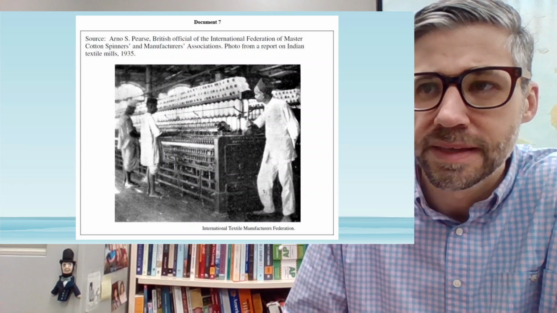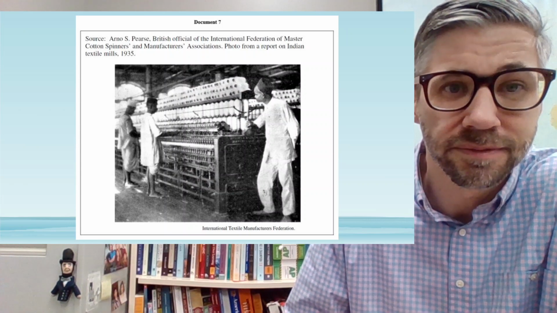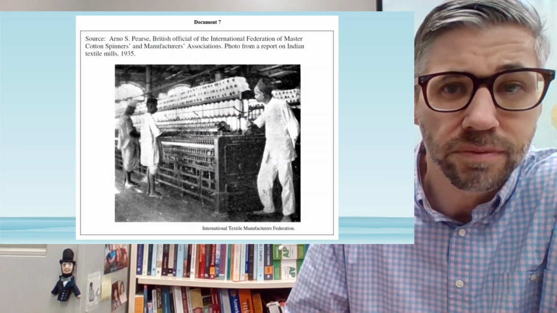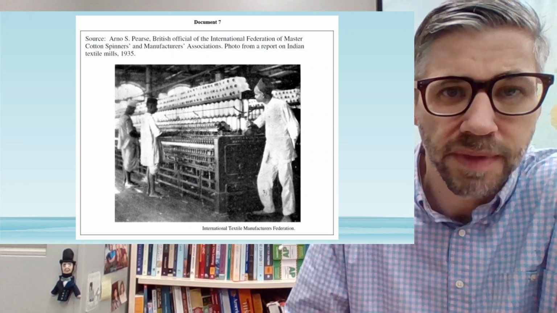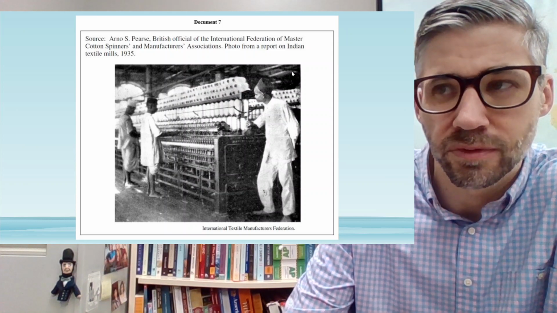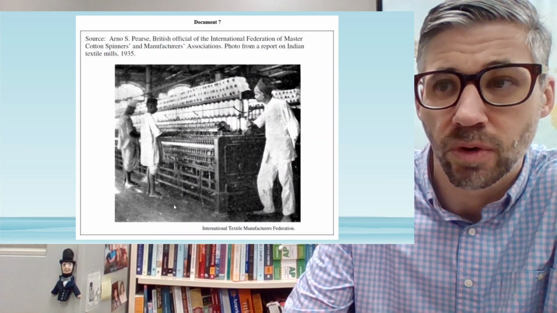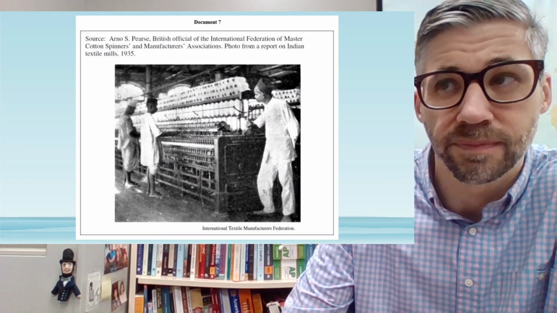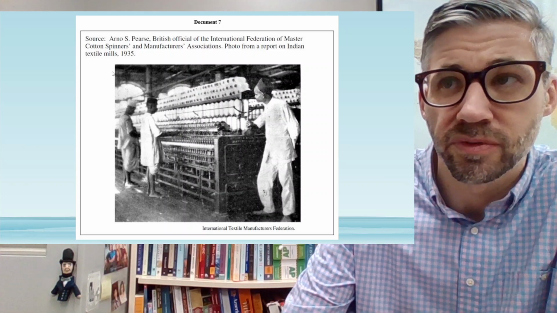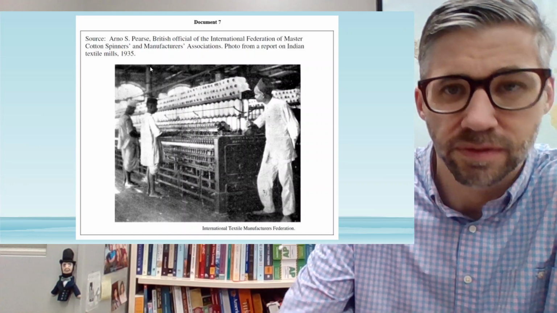We see a big textile machine, and 2 men working at the machine, and one other man watching them, who I would guess is some sort of supervisor, or a guy taking a smoke break, who knows, right? But these 2 men appear to be working at the machine. And this is from some British organization of master cotton spinners and manufacturers.